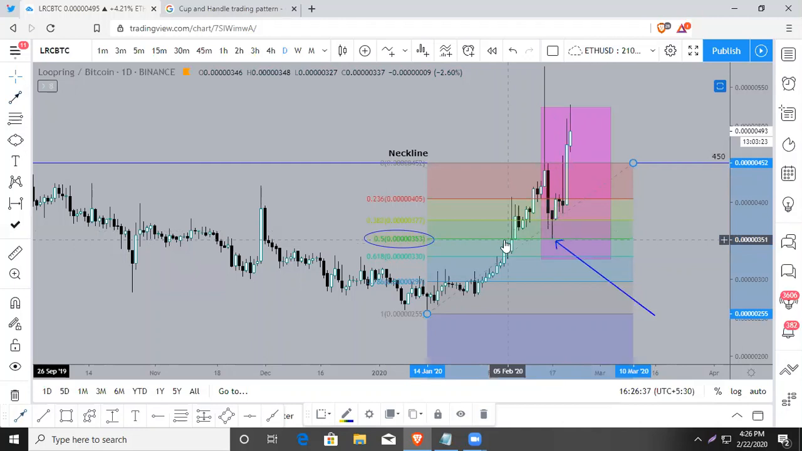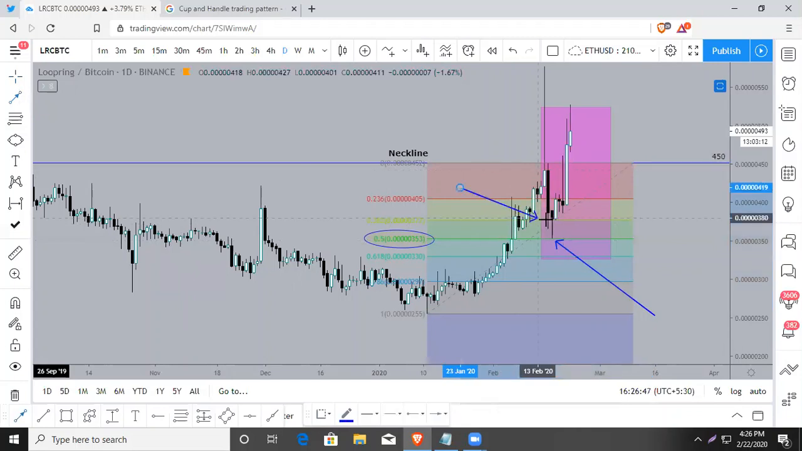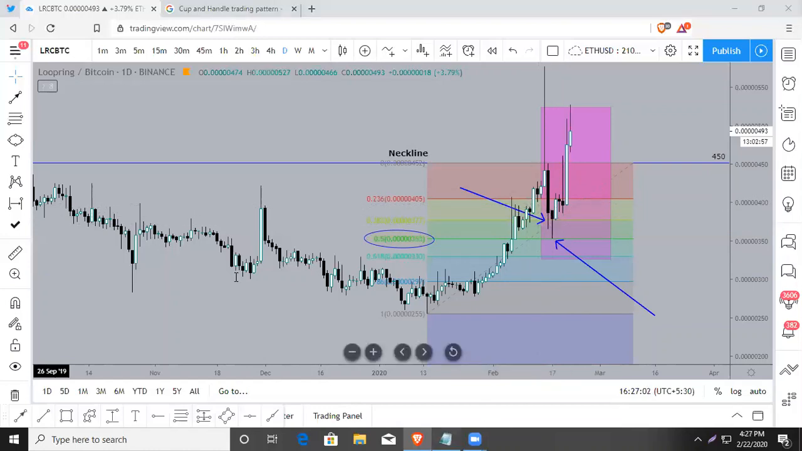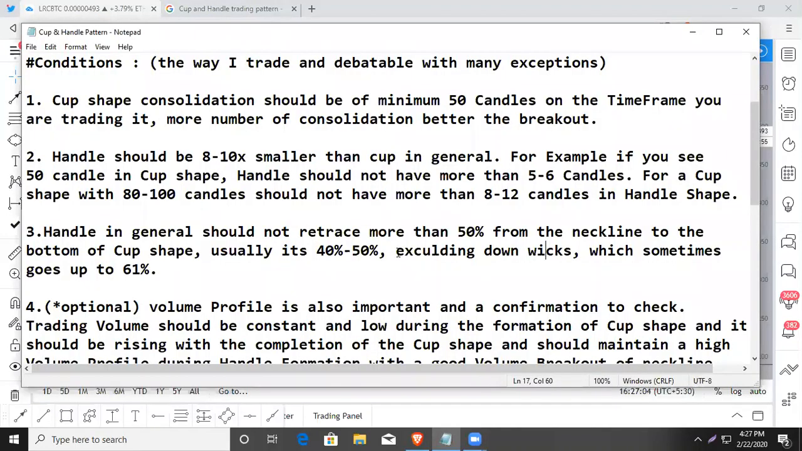So the Fibonacci rule was as expected, and you can see there's no candle close below the 38.2 level. So that is a perfect retracement for a cup and handle pattern. This was also a good indication that this handle is going to break out soon and it is going to be big. So you always need to remember that the handle should not exceed more than 40% to 50% in usual cases.